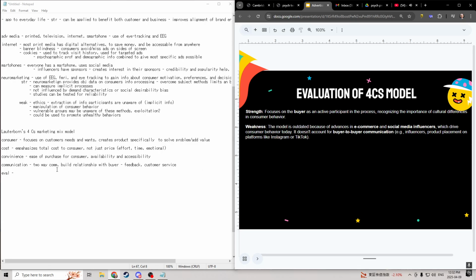Strength. Weakness. Okay, wow. Very nice and simple. Strength. We'll just do this. Strength: focuses on buyer as an active participant in the process, recognizing the importance of cultural differences in consumer behavior.